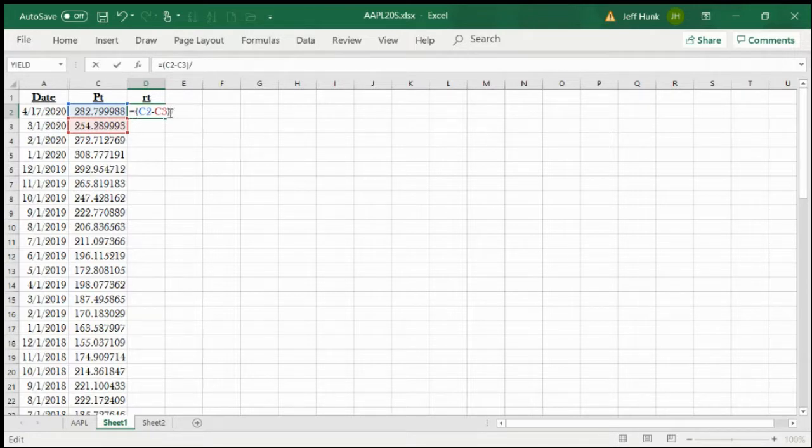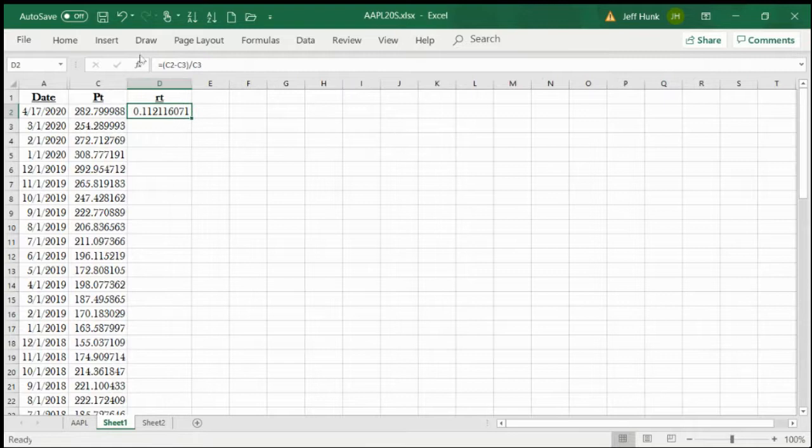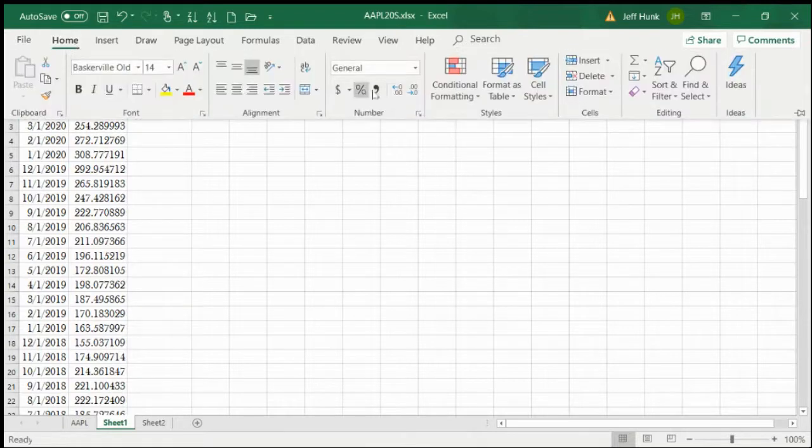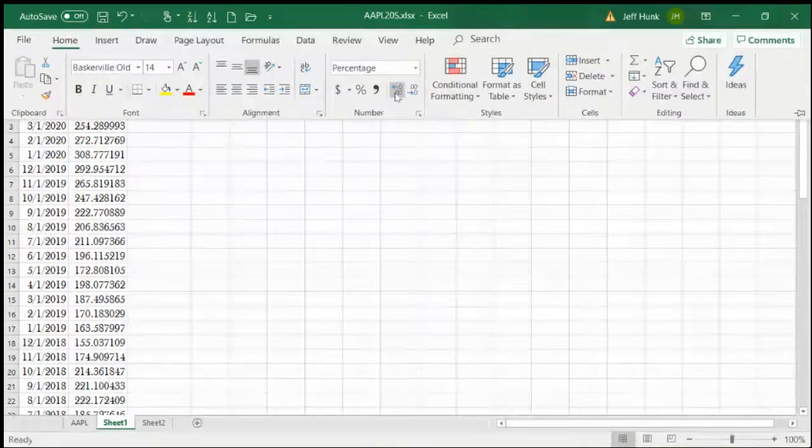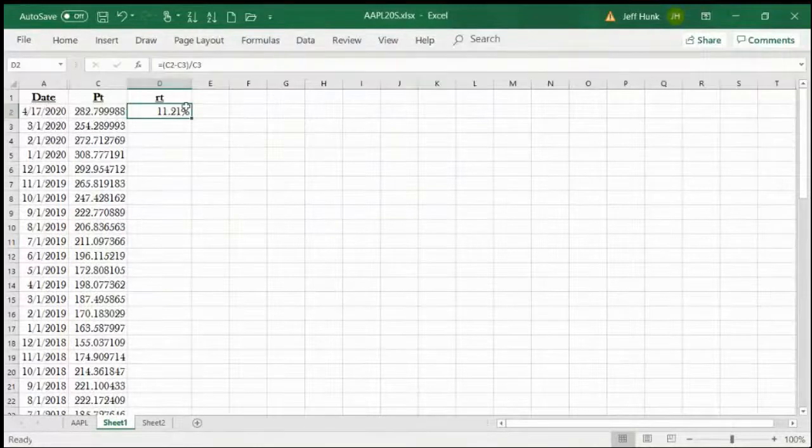Then PT minus 1 over PT minus 1. Okay? So then this is monthly return, right? Hit enter. Okay, I will give it the percentage, right? Percentage, and give it at least 2 decimal places.